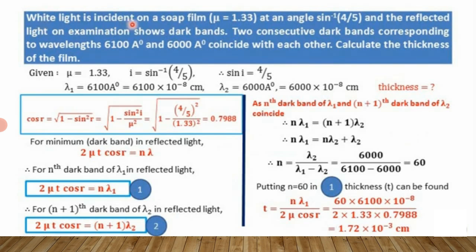Therefore n is equal to lambda 2 upon (lambda 1 minus lambda 2), which is 6000 divided by (6100 minus 6000), equal to 60. Put n equal to 60 in the first equation. Then t is equal to n lambda 1 upon 2 mu cos of r, which is 60 into lambda 1, 6100 multiply 10 raised to minus 8, upon 2 multiply 1.33 into 0.7988. Then the thickness of the film is 1.72 into 10 raised to minus 3 centimeter.